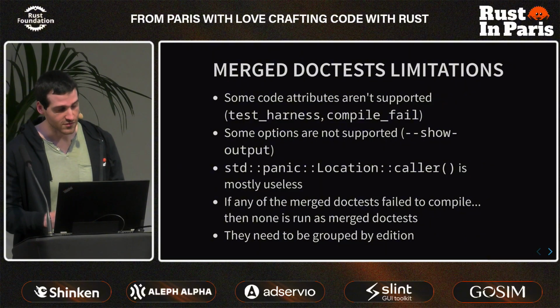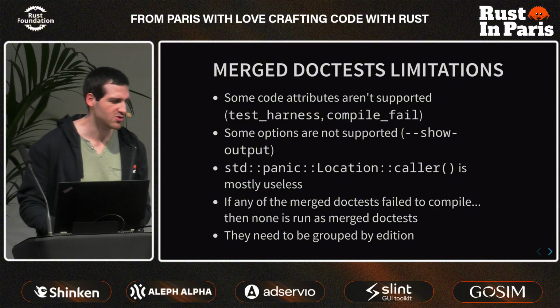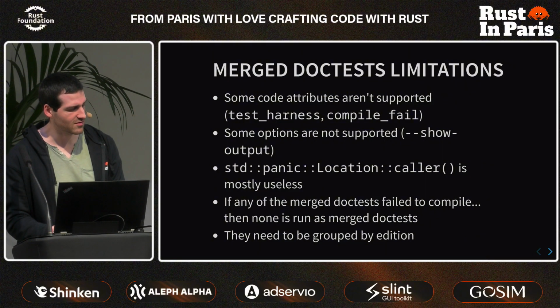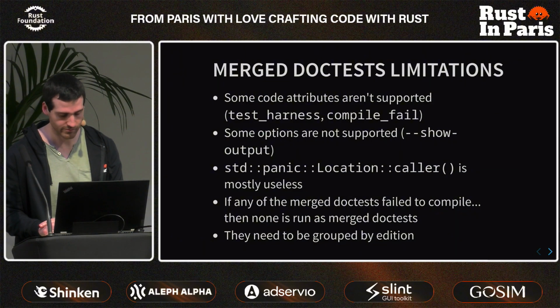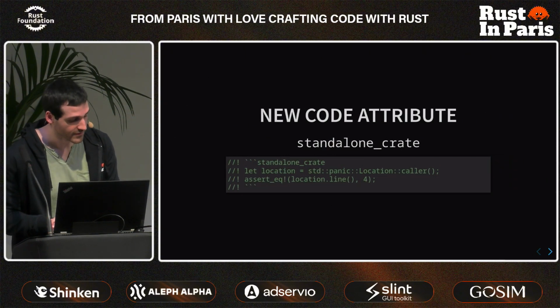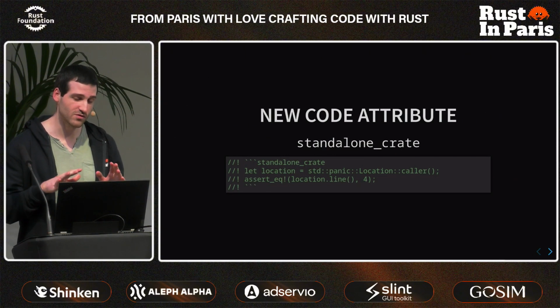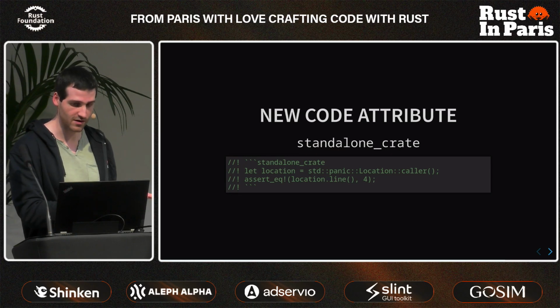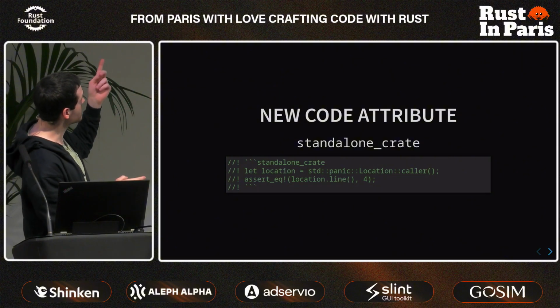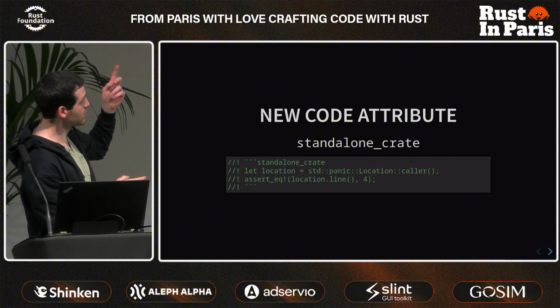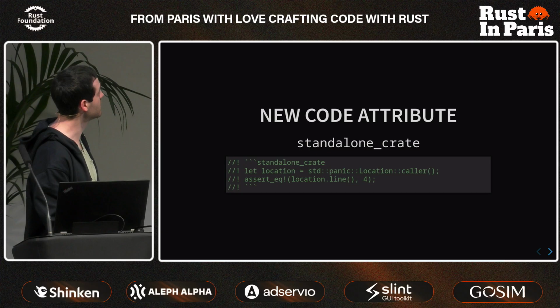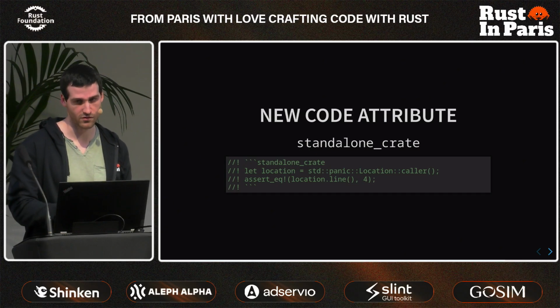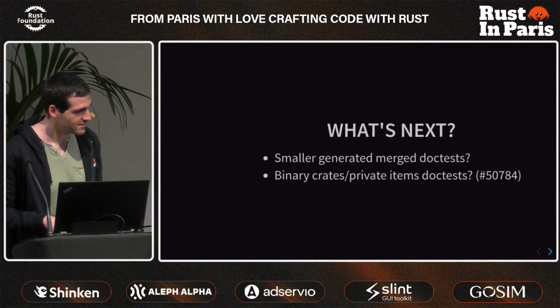And the last one is not really much of an issue, because I'm not sure many people use the edition doctest attribute, but they need to be grouped by edition. That's mostly an implementation detail. It's not really an issue. So, in case you want to force your doctest to not be run as a merged doctest, we added the standalone crate attribute that is used just like this. So you can still continue to do your very weird stuff with location color and ensure that it still comes from the line number 4 and everything.